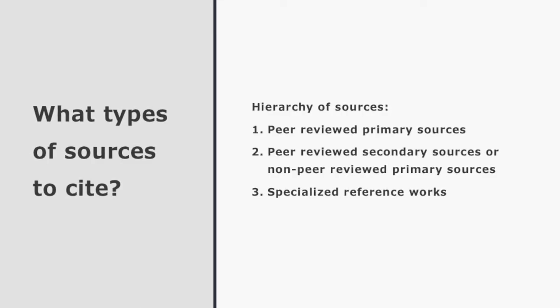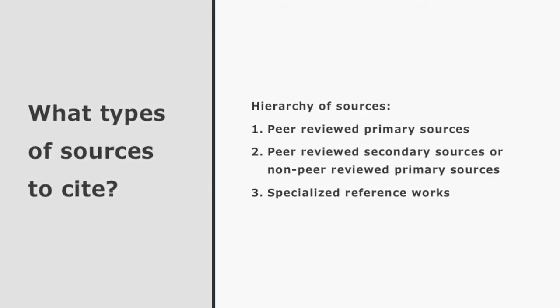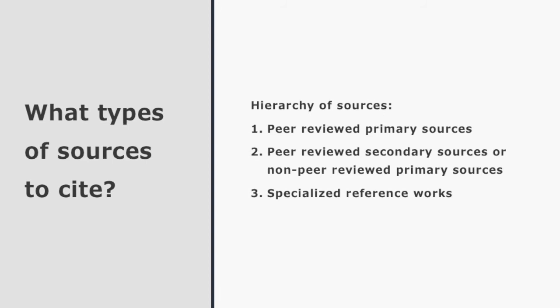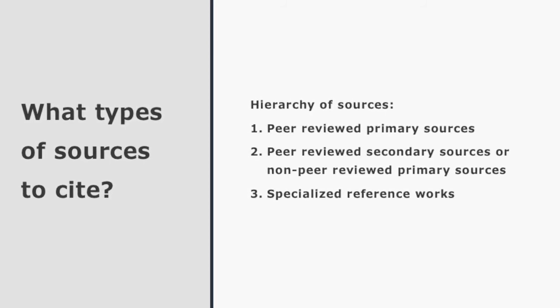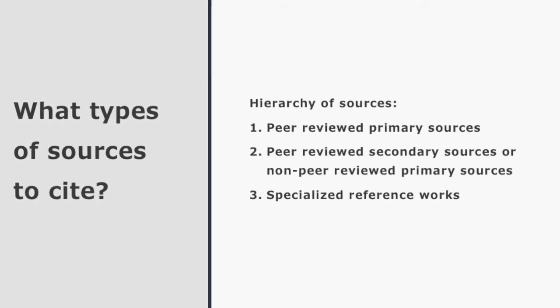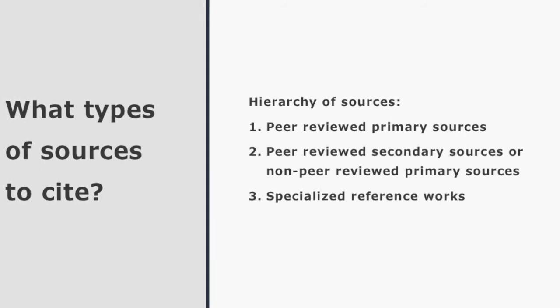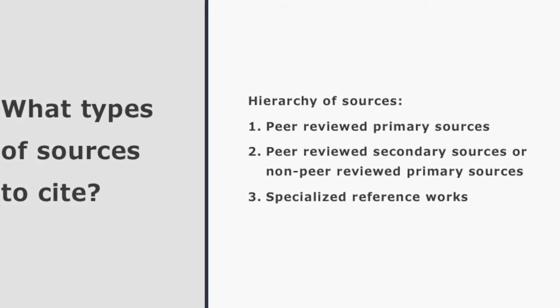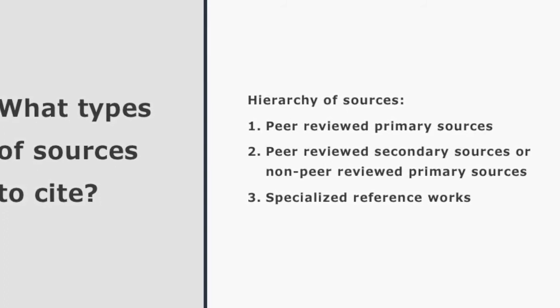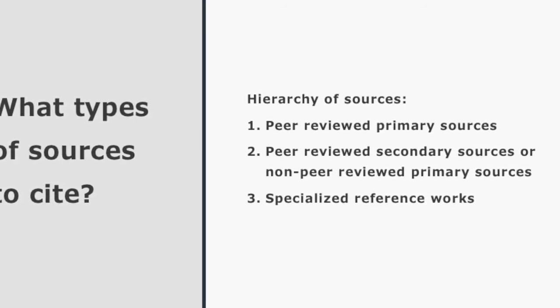Here's a hierarchy of authoritative sources for the purposes of citation. Peer-reviewed primary sources are best. You can think of journal articles. Next would be non-peer-reviewed primary sources or peer-reviewed secondary sources like book chapters. Try to avoid citing encyclopedias or reference works unless they are specialized for linguistics.